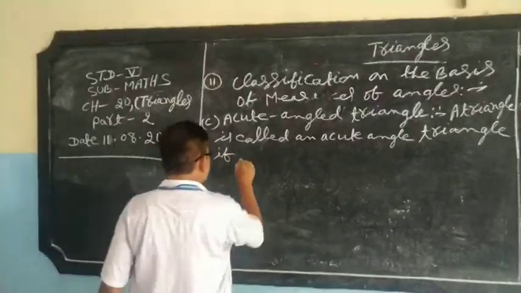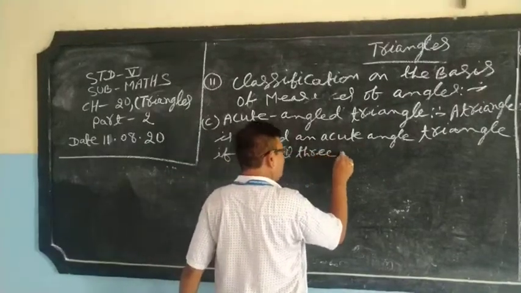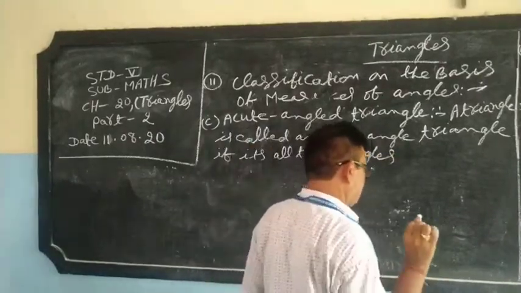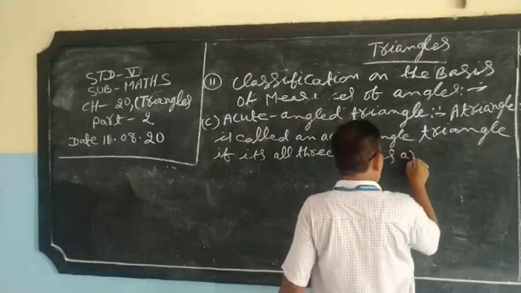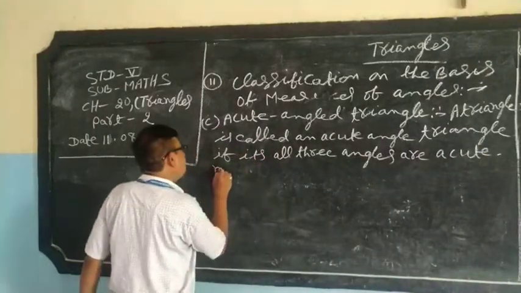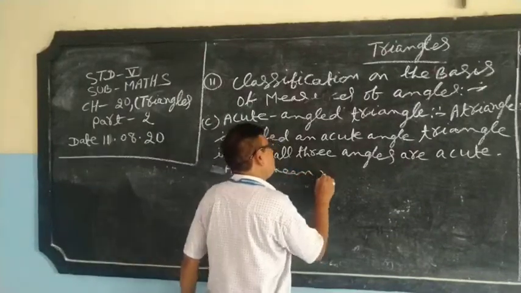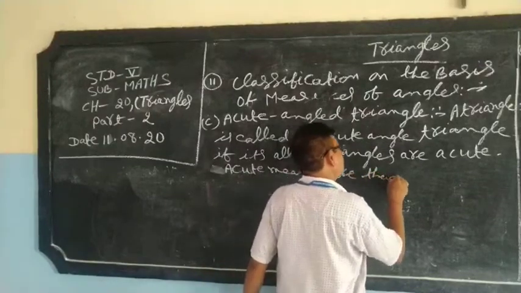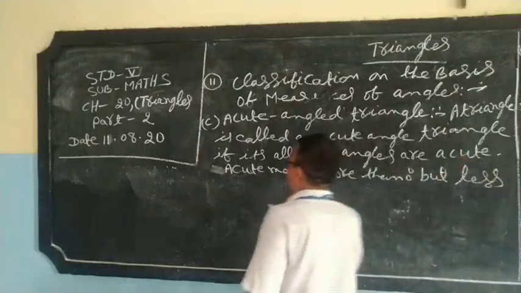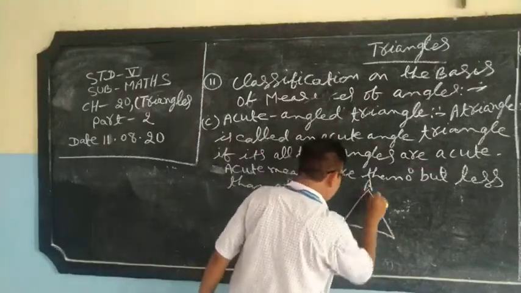if all three angles are acute. Acute means more than 0 degree but less than 90. See this one, triangle ABC.